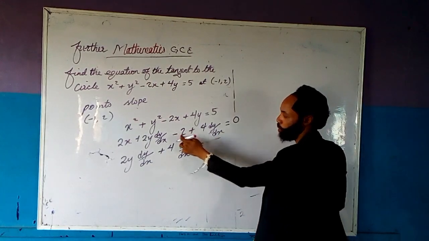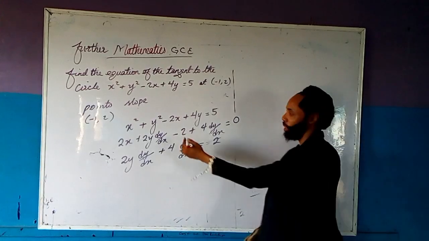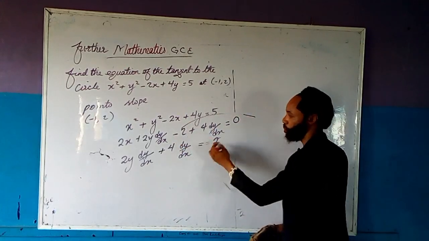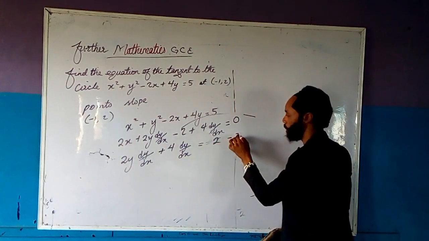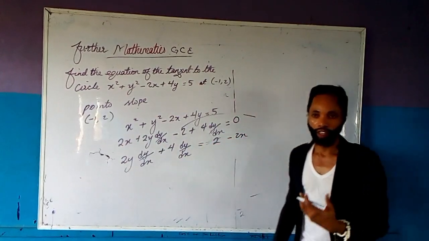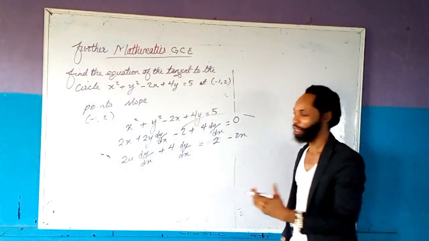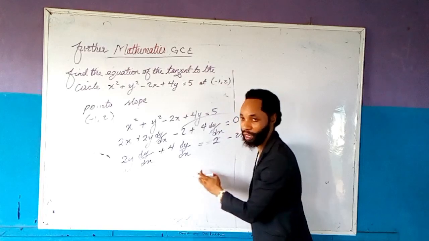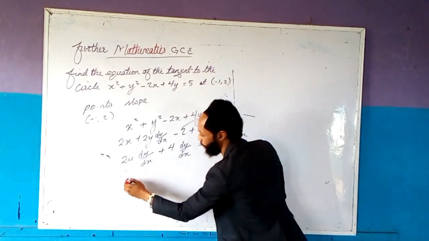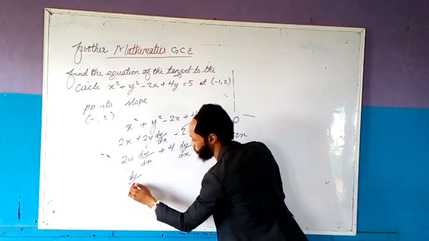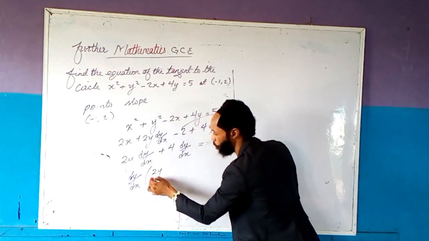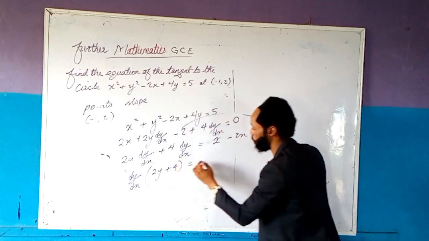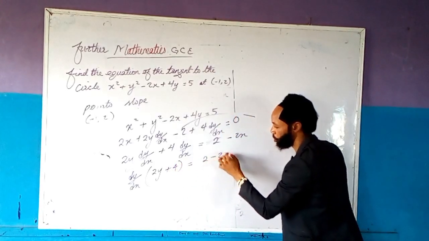Let me start with this. This will become 2, right? It's coming over to this side, it becomes 2. Then this becomes negative 2x. Remember, I was solving for dy/dx. So at this point, I would like to factor out the dy/dx. If I take the dy/dx out, what will I be left with? 2y plus 4 equals 2 minus 2x.